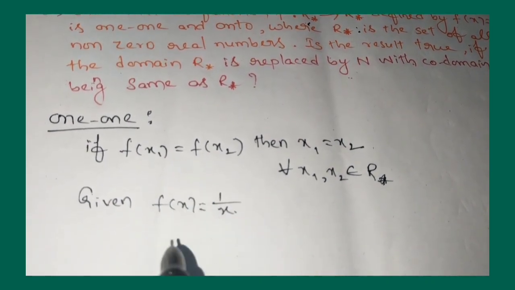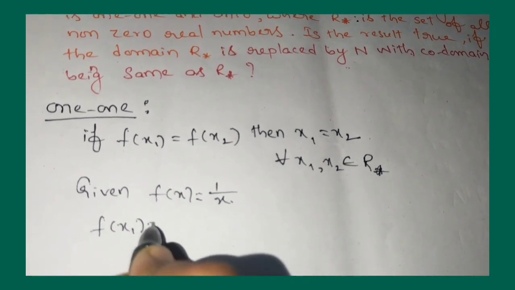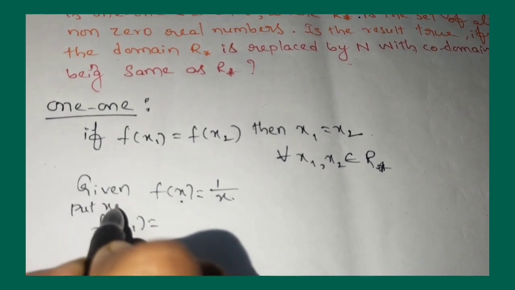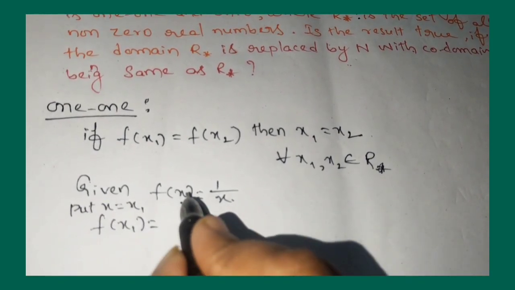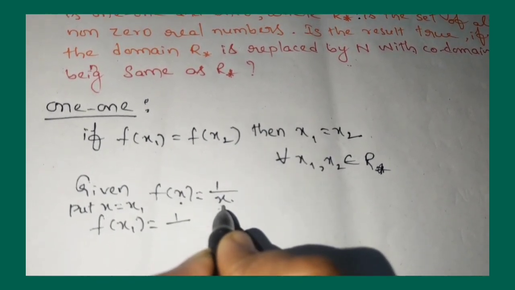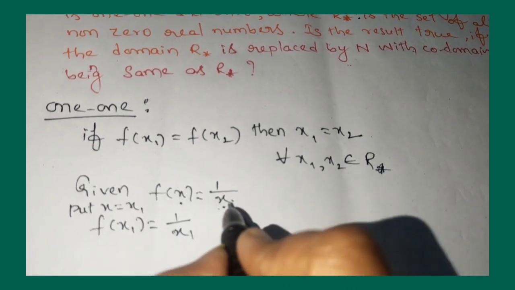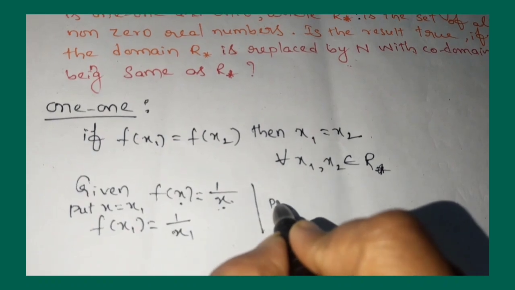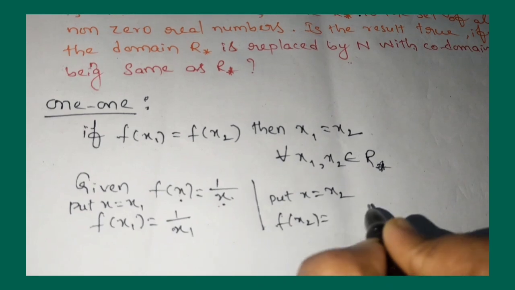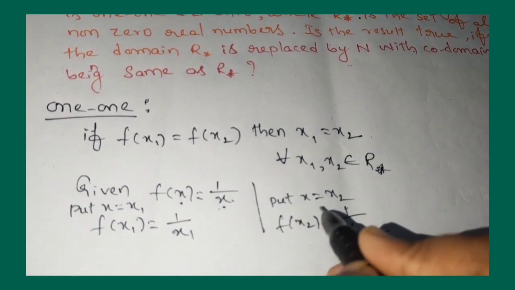Now apply the definition to this given. So f of x1 means simply you replace x by x1. Put x equal to x1. So here I will write f of x1 equals 1 by x1, in the place of x we write x1. Next I put x equal to x2. Then f of x2 is equal to 1 by x2. I just replaced x2 in the place of x.